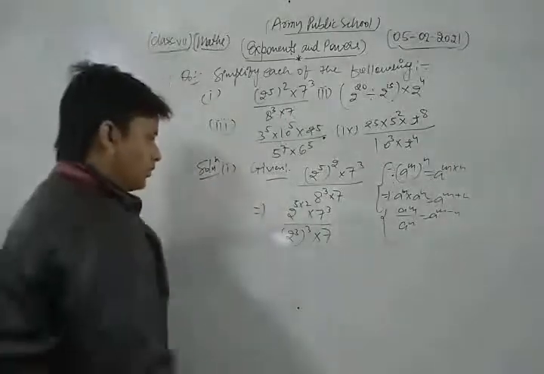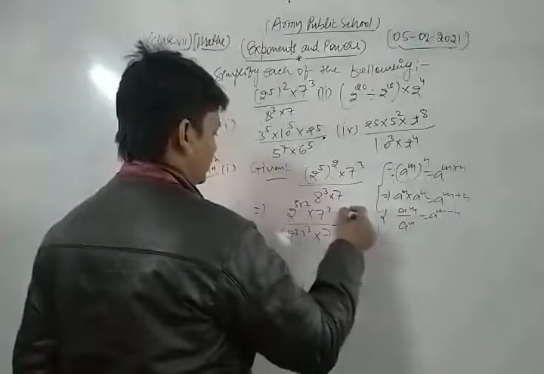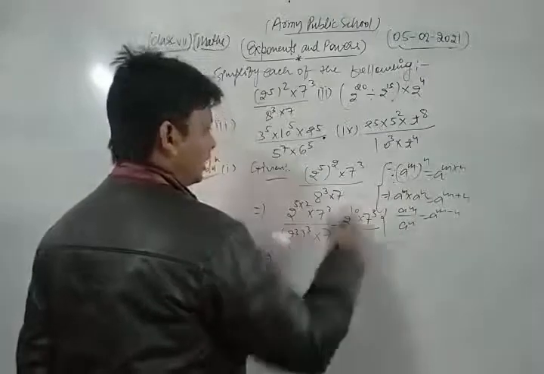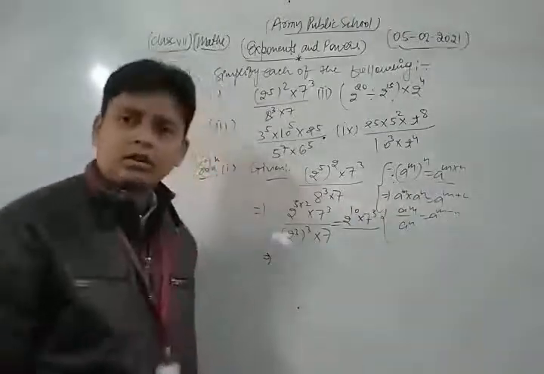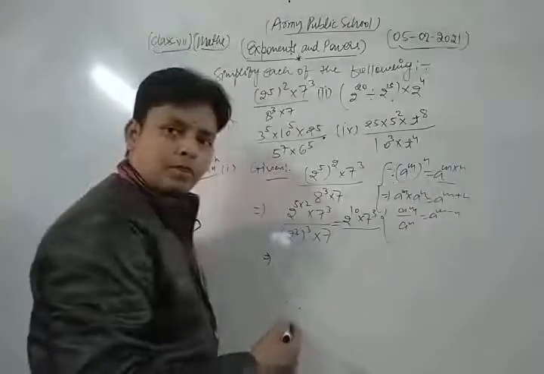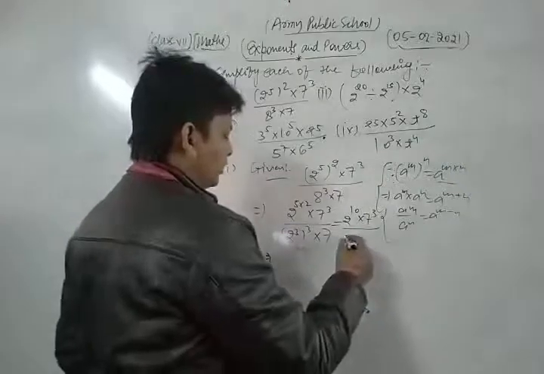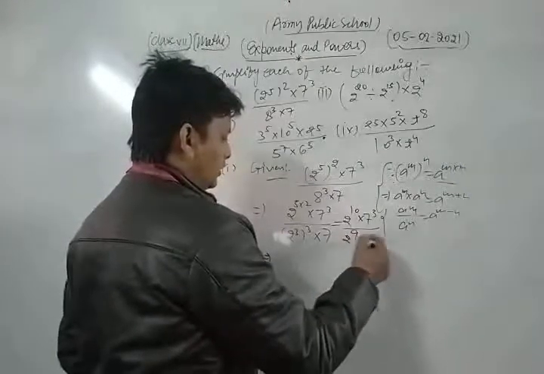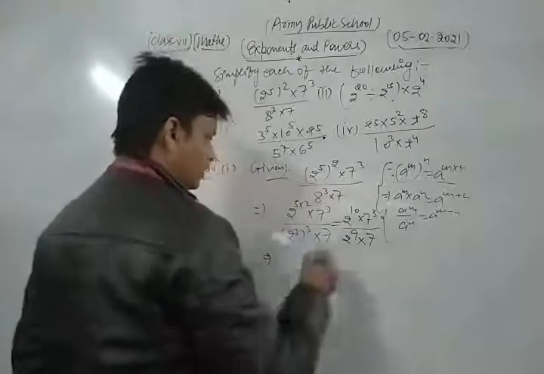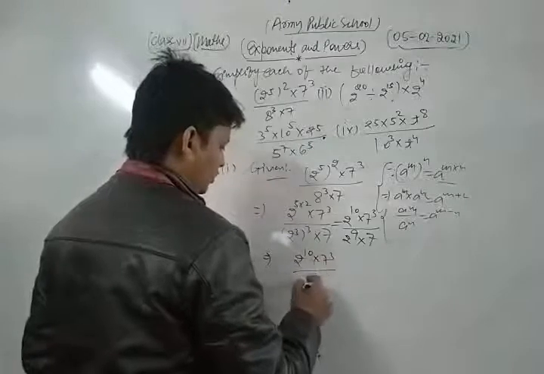Now here we get 2 into 5, 2 fives are 10, into 7 power 3, written as it is, upon 2 power 3, 3 threes are 9. Apply according to the laws of exponent. Now here we get 3 threes are 2 power 9 into 7, as it is. Now we write 2 power 10 into 7 power 3 upon 2 power 9 into 7.